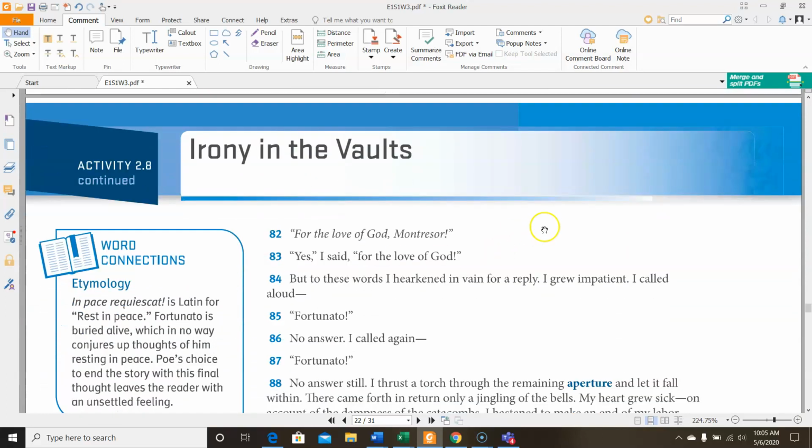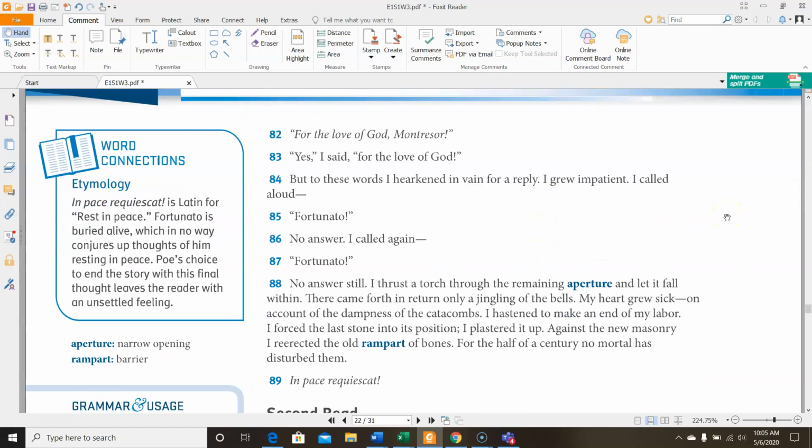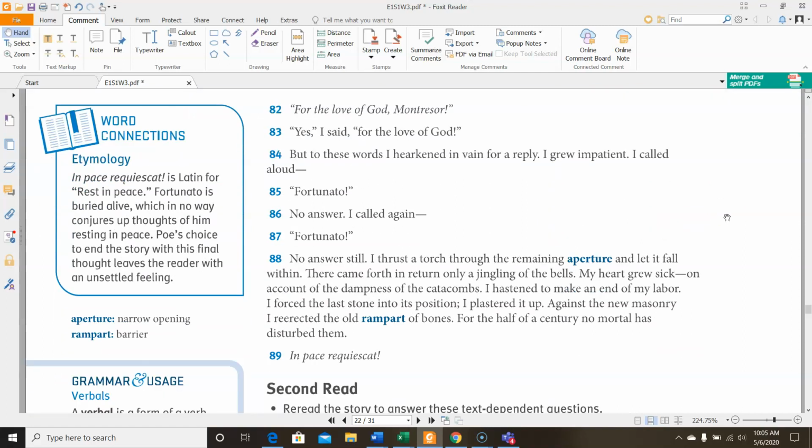"For the love of God, Montresor!" "Yes," I said, "for the love of God." But to these words I hearkened in vain for a reply. I grew impatient. I called aloud, "Fortunato!" No answer. I called again, "Fortunato!" No answer still. I thrust a torch through the remaining aperture and let it fall within. There came forth, in return, only a jingling of the bells.